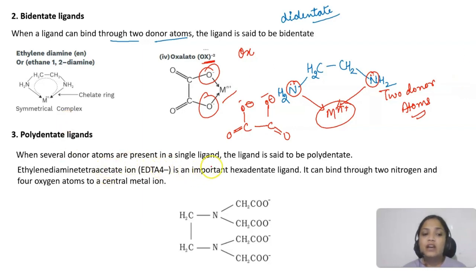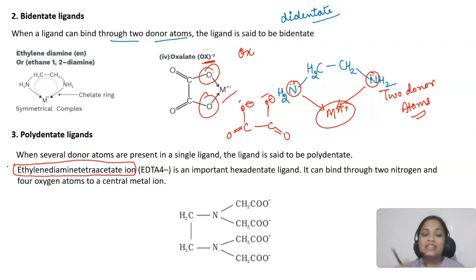Polydentate means if there are more than two, means when several donor atoms are present in one ligand. I told you na ki ligands तो simple भी हो सकते हैं, but they are complex molecules also sometimes. तो when they are complex molecules, it can be possible कि वहाँ पर एक से ज़्यादा donor atoms हो. So then we will be calling it as a polydentate ligand. So there is a very important polydentate ligand which we study. I am telling you some examples. There are more examples to it.